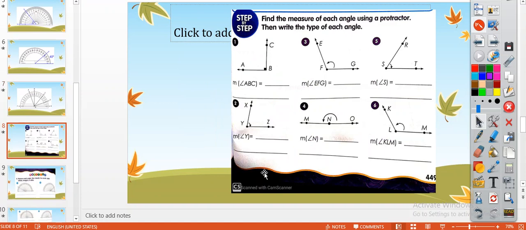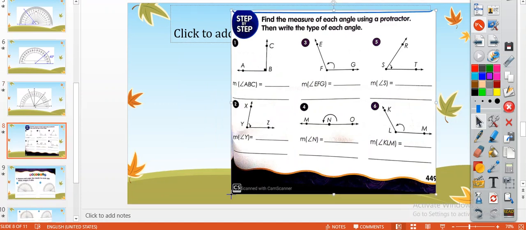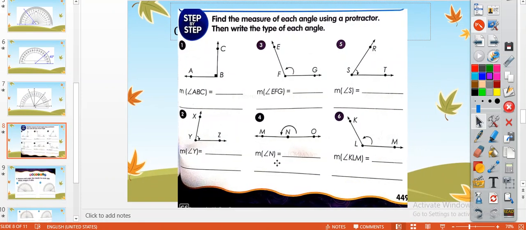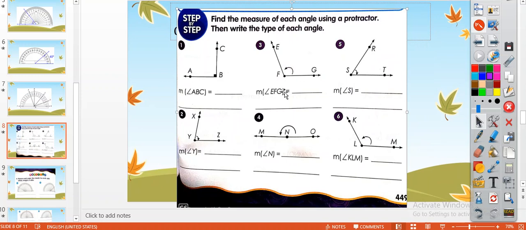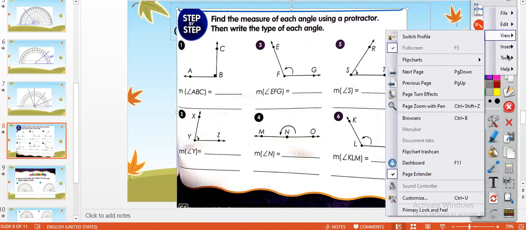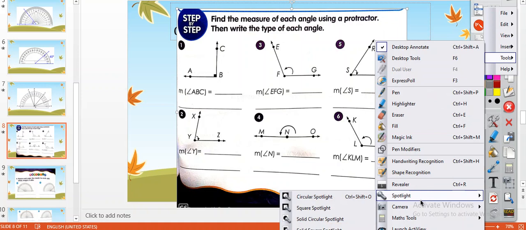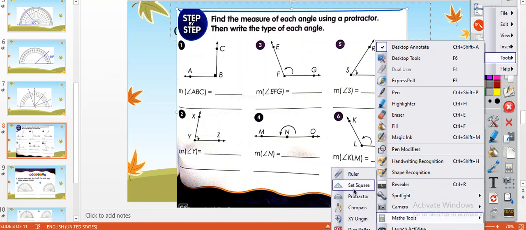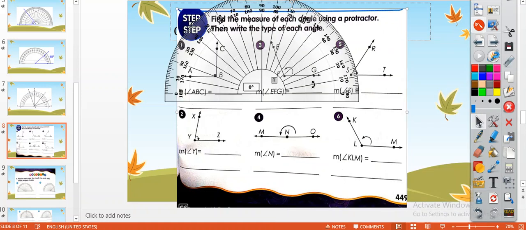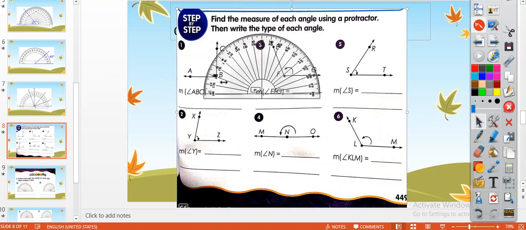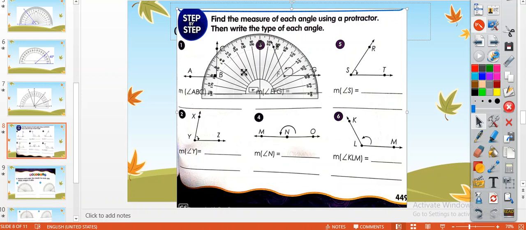Okay, let's go now to the book's questions that you have here. Let me make it somehow bigger. Now, as you can see here, you have to use the protractor to measure each of these angles. So pick up your protractors as I'm going to do now. Here we are, Math Tools, protractor. Can we make it a little bit smaller? Yes, thank you. Okay, here we go.